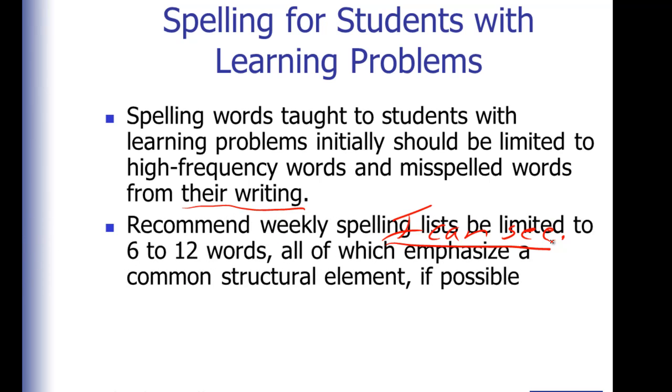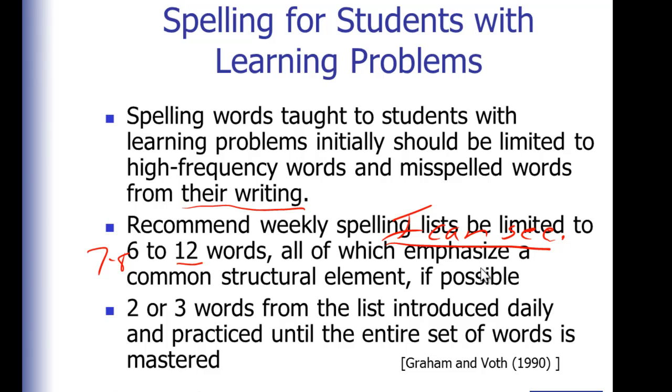And I always found the kids found it like a punishment if you brought words out of their writing to make them into spelling words. They recommend a weekly spelling list to be 6 to 12 words, and I think even 12 can be a little high. We used to shoot around 7 to 8 words. Emphasize a common structural element if possible. 2 or 3 words in the list introduced daily. And I like that approach, that you would daily introduce words instead of the whole list at once. Problem is, if you're using some kind of a spelling program that doesn't introduce it that way, it's a little hard to go against that.